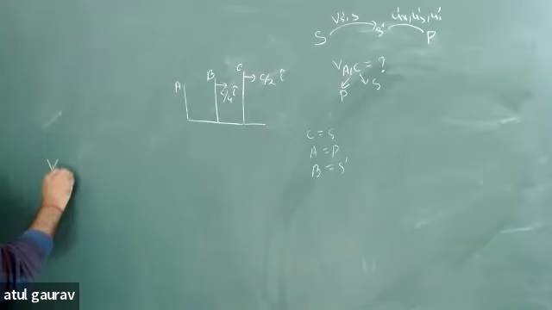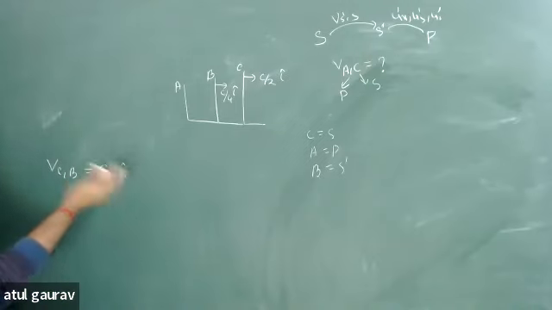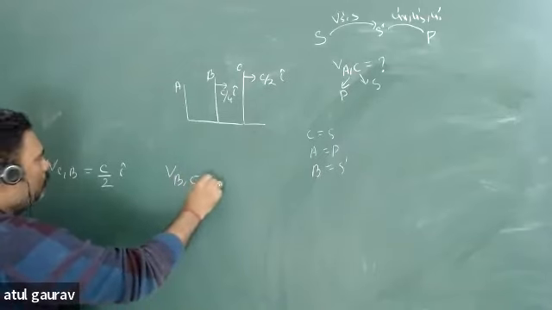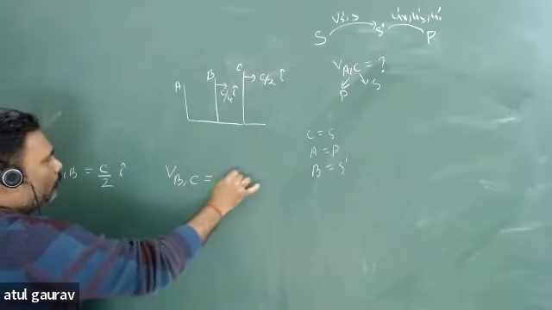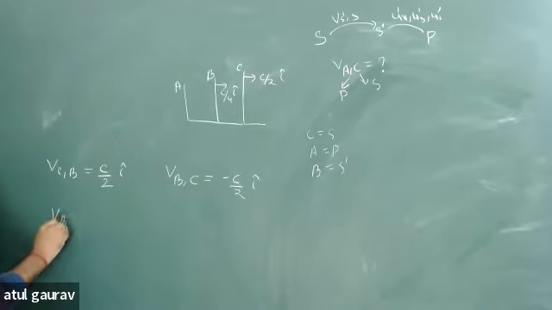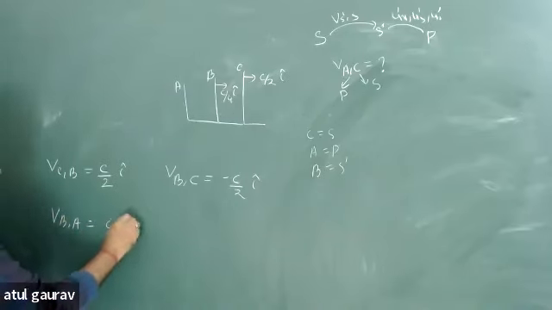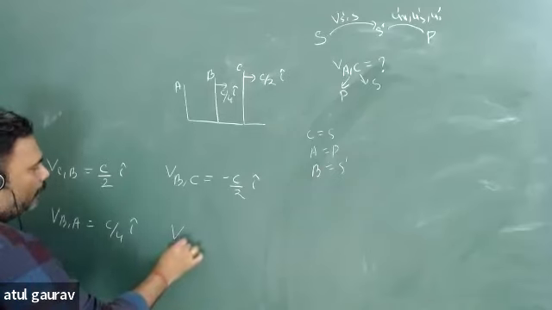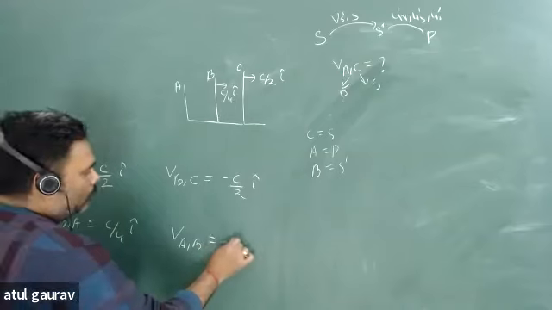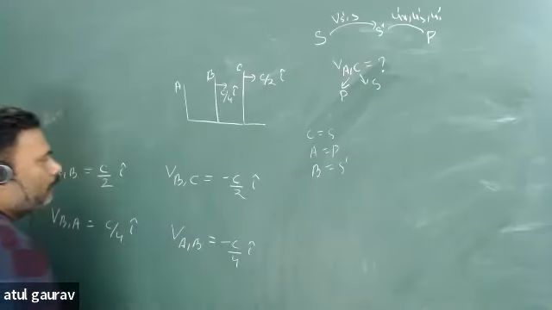Velocity of C with respect to B. What is this value? C by 2 in I cap direction. Can I write it in another way also? What is this value? Minus C by 2. Very good. Velocity of B with respect to A. What will you get? C by 4 in I cap direction. Velocity of A with respect to B. What will you get? Minus C by 4, minus C by 4 in I cap direction.